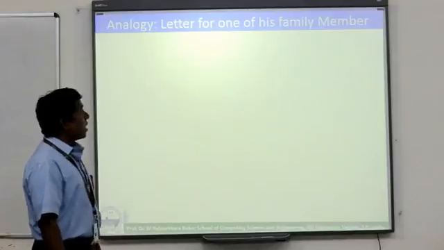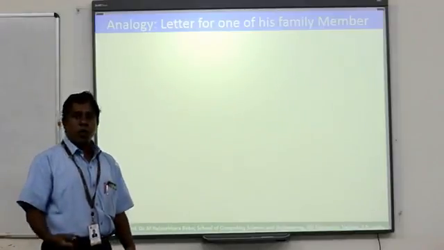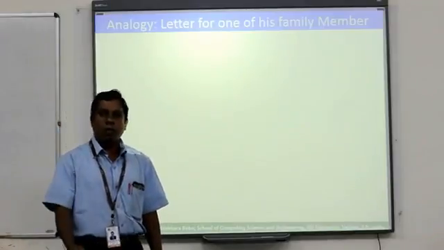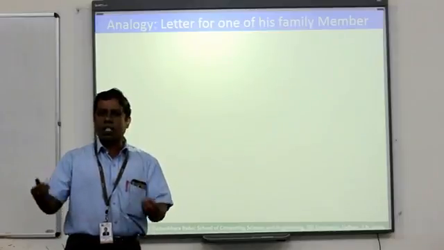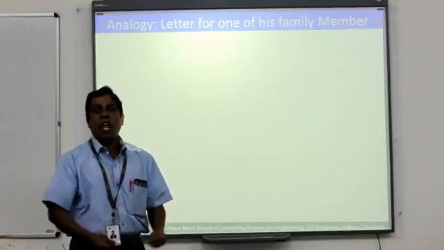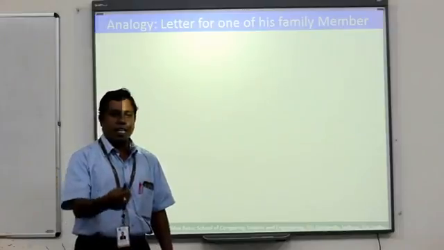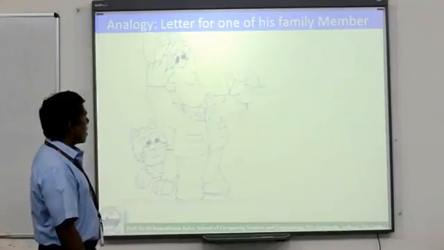The second case is a letter for one of his family members. He knows that the letter is for one of his family members. He is well familiar with the address, and directly dispatches that letter to that family member. That is the second one.